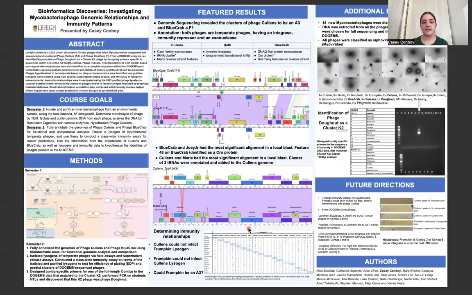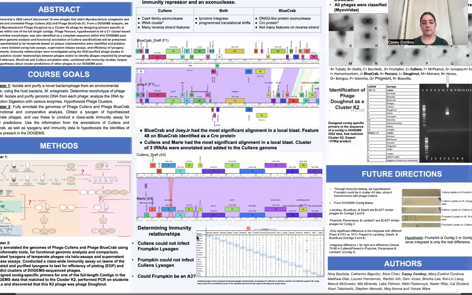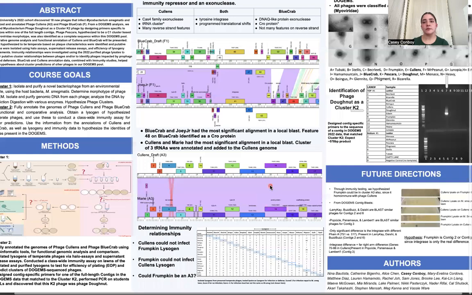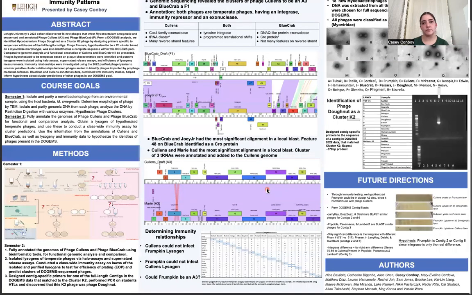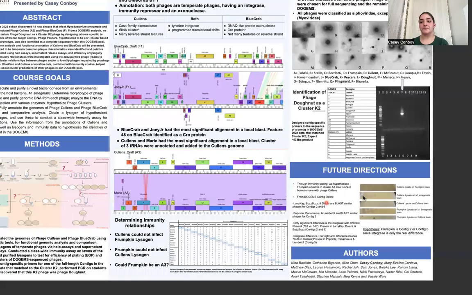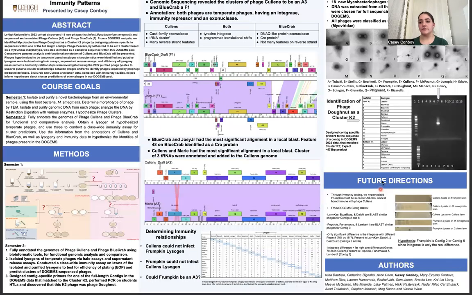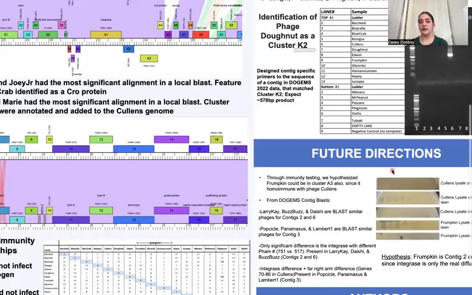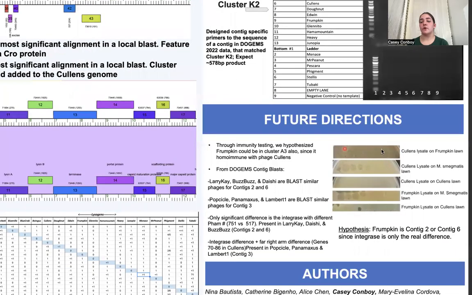And the results of this assay is seen here in the middle bottom panel, where we have this table of all the EOPs. And one of the interesting points from this assay that I want to talk about today is the relationships between Colons and Frumpkin. So if you come here to the future directions panel, you can see that the Colons lysate was not able to infect a Frumpkin lysogen lawn, and nor was Frumpkin able to infect a Colons lysogen lawn.